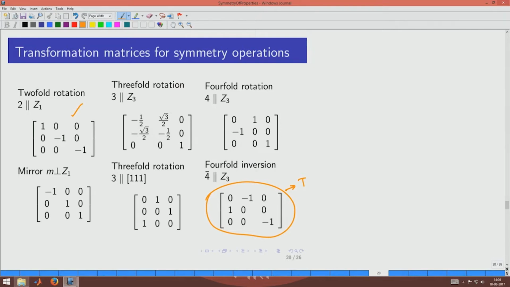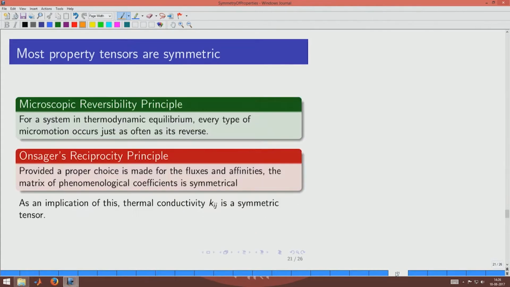So, we will pick each of these and apply and then see what happens. How do we go around applying the symmetry to the property tensor? We will illustrate with an example. Before we take it up, we have to mention one more thing.